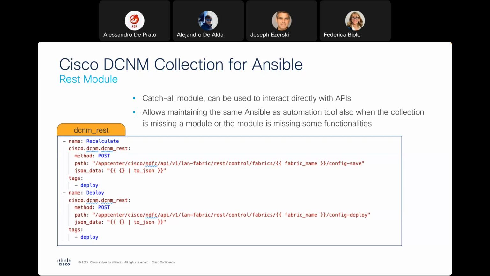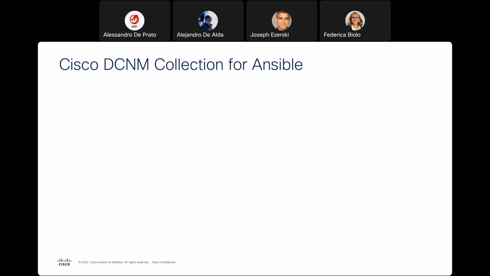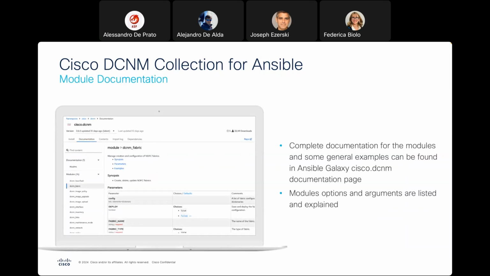But still, I always have a fail-safe in case the module cannot do something that I would like to do in NDFC. Where can you find documentation about the modules? Where can you see if the module's parameters are mandatory, required, or not? What are the different choices? The answer is the same as before.